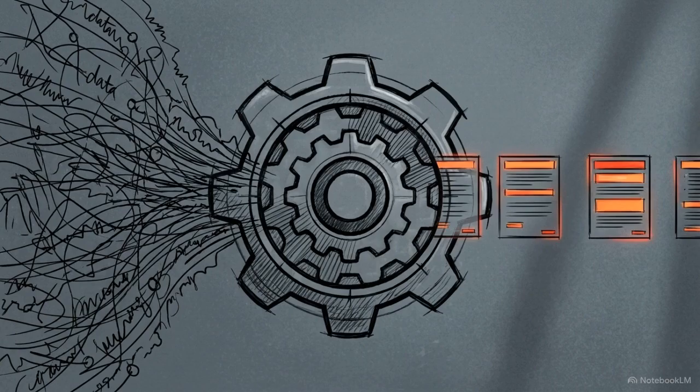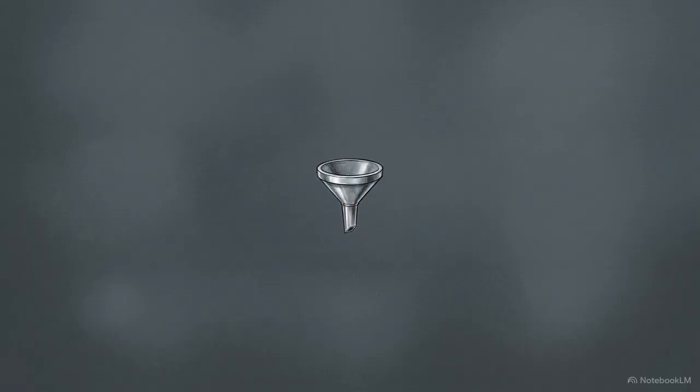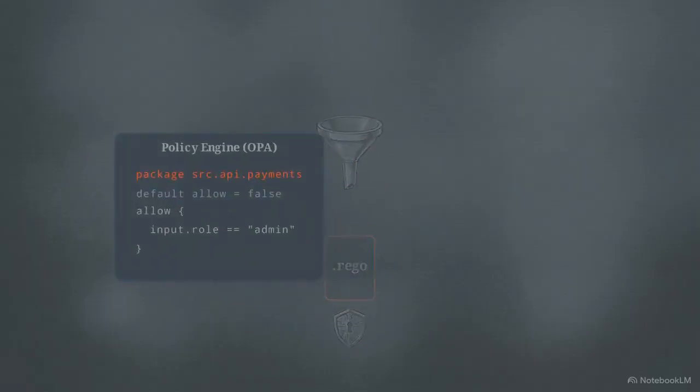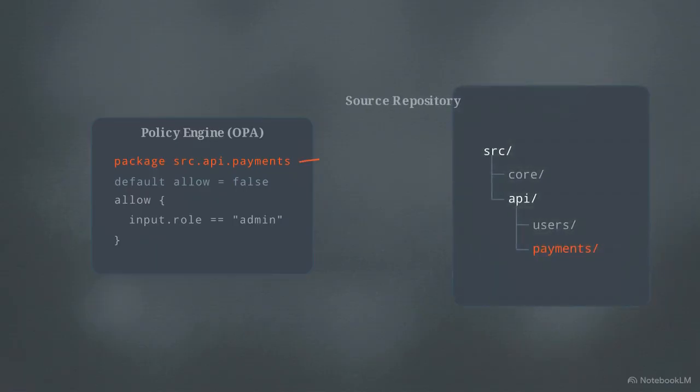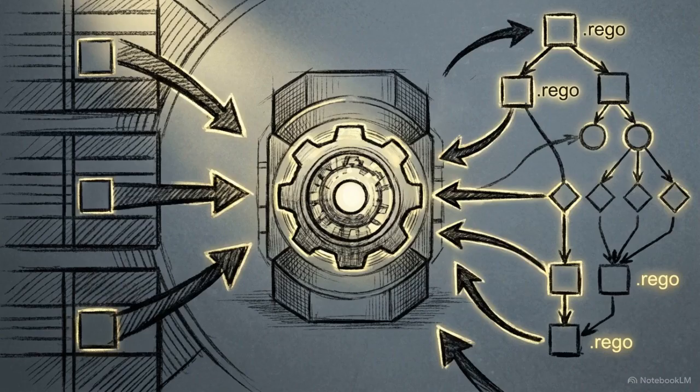Mapping the embedded logic is only the first step. To secure the application, those rules must be translated into an enforceable format. This is where the tool's extract subcommand comes in. It takes the categorized findings and automatically writes policy stubs in Rego, the standard Open Policy Agent language. To maintain context, the tool maps the Rego package name directly to the original source repository's folder structure. By generating these stubs, the tool provides a scaffolded starting point for a migration. It allows engineering teams to begin moving from embedded logic toward a standardized, externalized control plane.